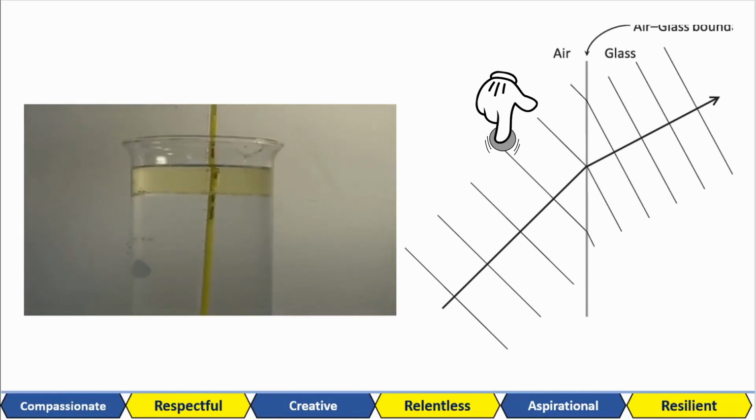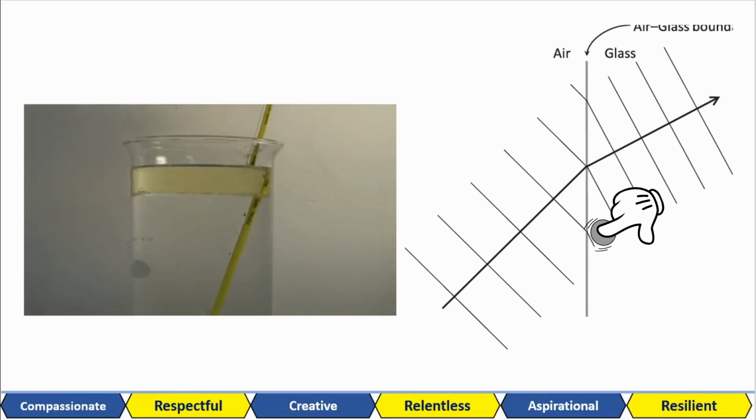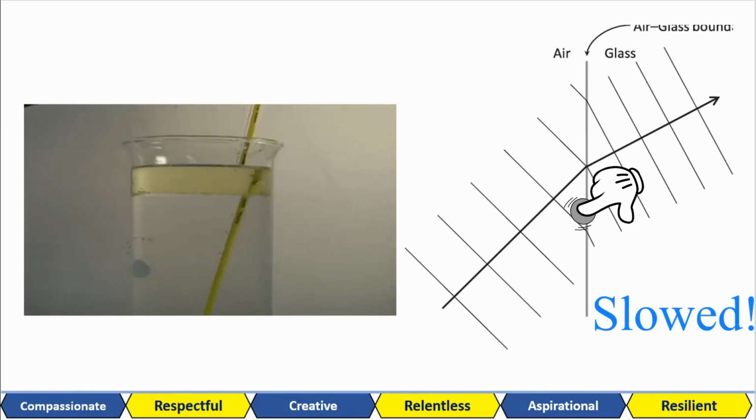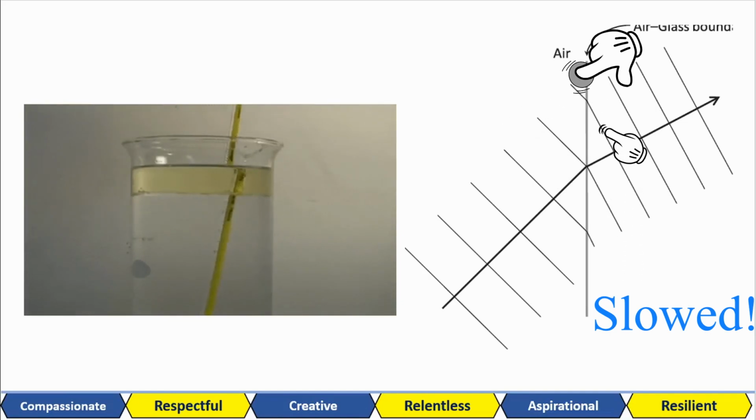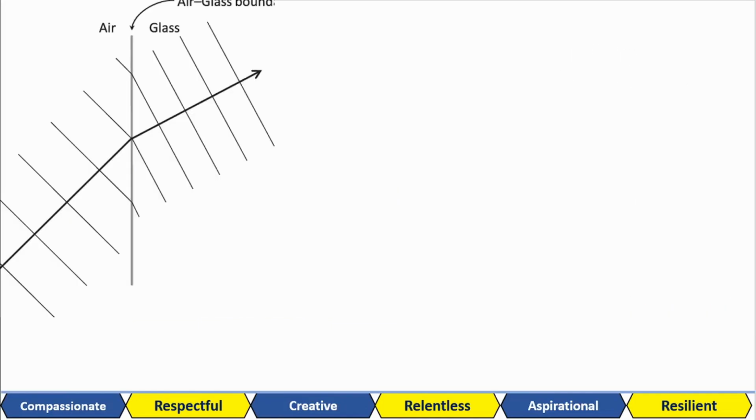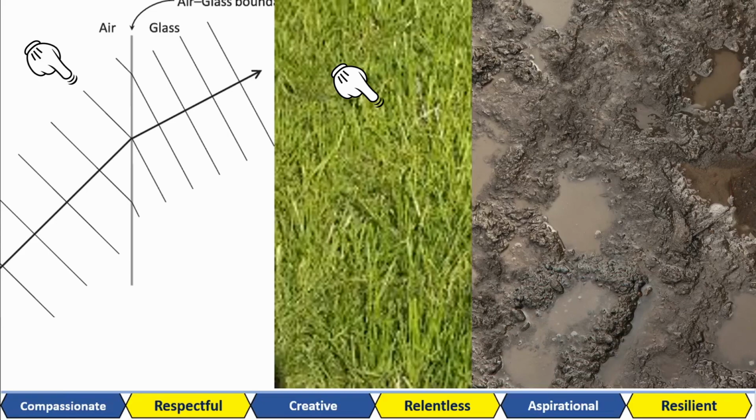And since the speed of the wave touching the glass is slowed, the rest of the wave will be moving faster than this portion here. And as more of the wavefront touches the boundary, the wave starts to change direction. To help you understand this concept, imagine that the air is the grass here, and that the glass is the mud. The wavefront can be represented with this rolling pin.